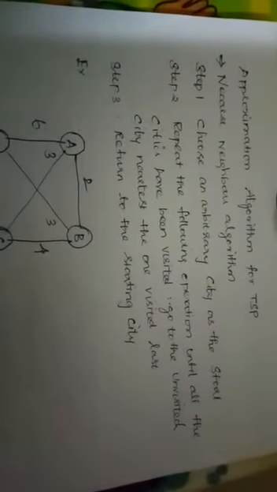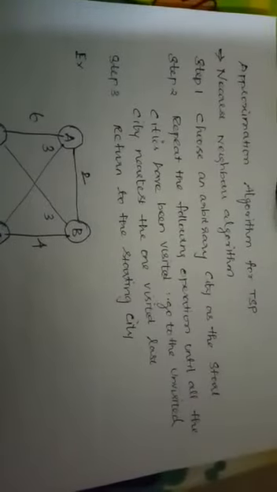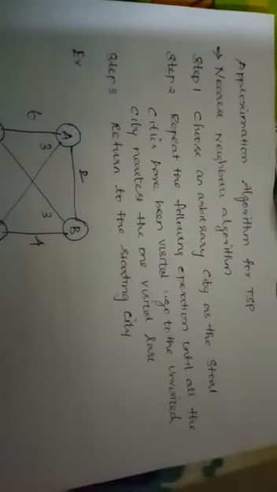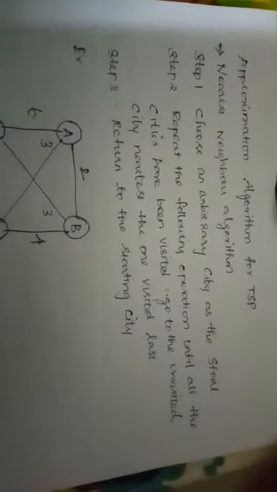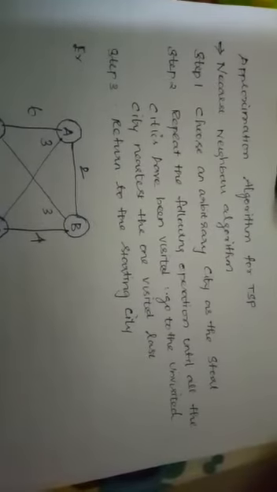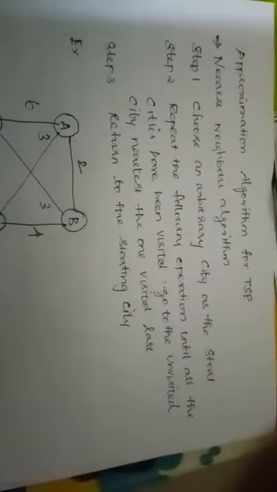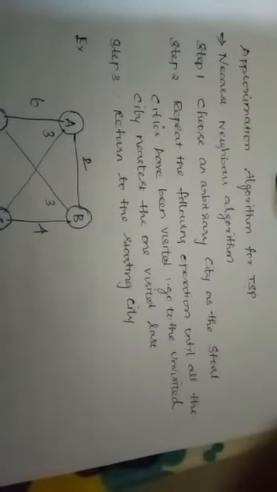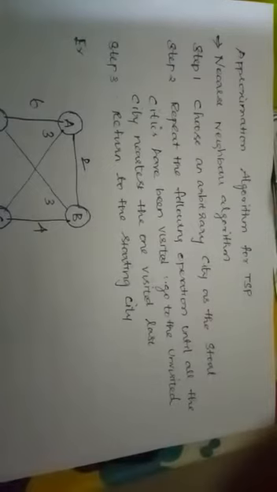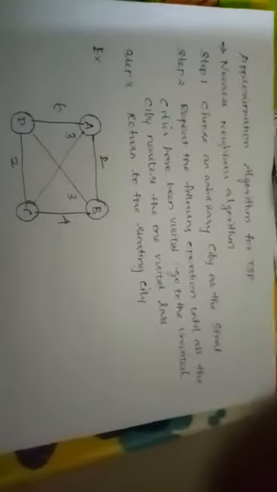This is mostly the same as the normal TSP, because we already studied TSP in the brute force methodology and also in branch and bound. Now we are studying it in approximation algorithms also. So everyone knows what TSP is. Now we are going to apply it with the help of the approximation algorithm. We'll see the steps. First step, choose an arbitrary city as the start. That means we are going to start with any one city. Next, second step, repeat the following operation until all the cities have been visited. That means all the nodes should be visited.